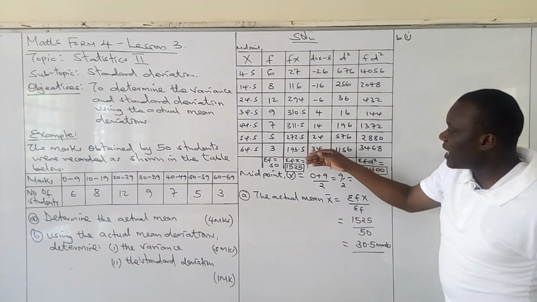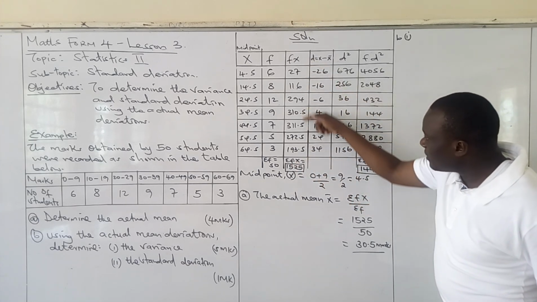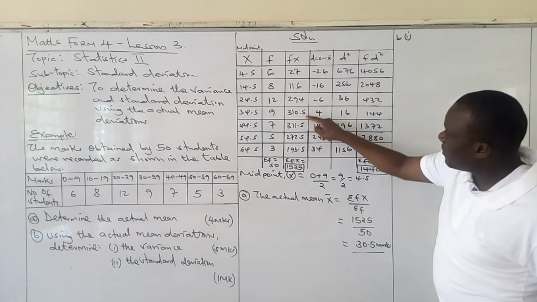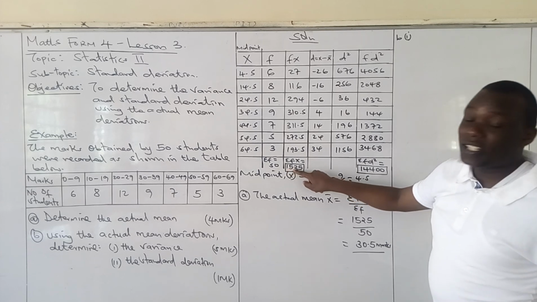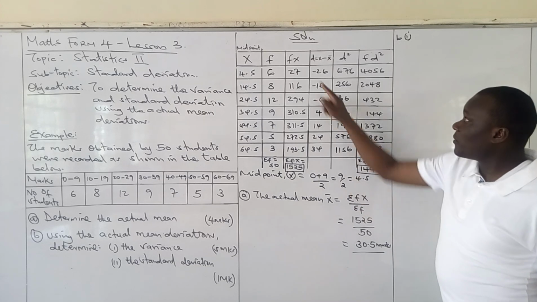Then once you are done, you find the summation of fx. You add these 7 values, yes, they are 7, and they will give you a total of 1,525. So this is the total value of fx.